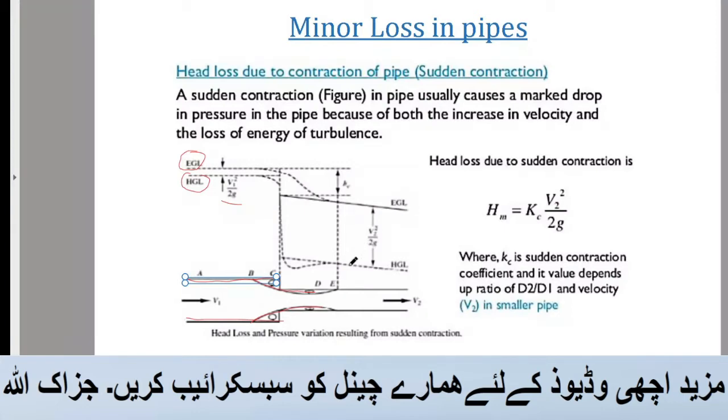So head loss will definitely be created, but a huge impact will be on the hydraulic gradient line as compared to the energy gradient line. Its formula for the sudden contraction is hm equals Kc v squared over 2g. Here C represents the contraction, so Kc is the coefficient of contraction. Its value will also be constant. If you have a numerical problem, then this constant or coefficient Kc will be given.